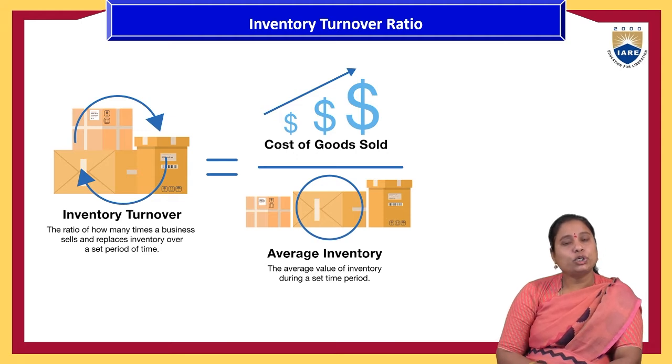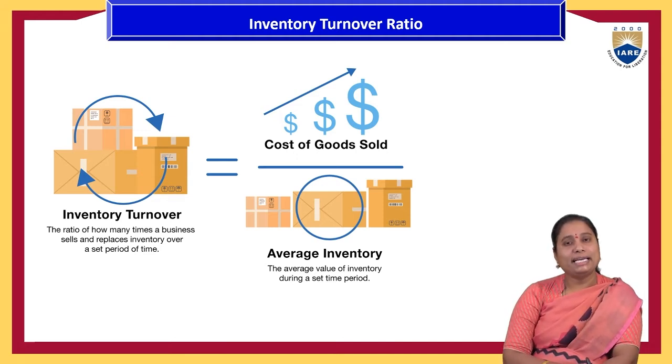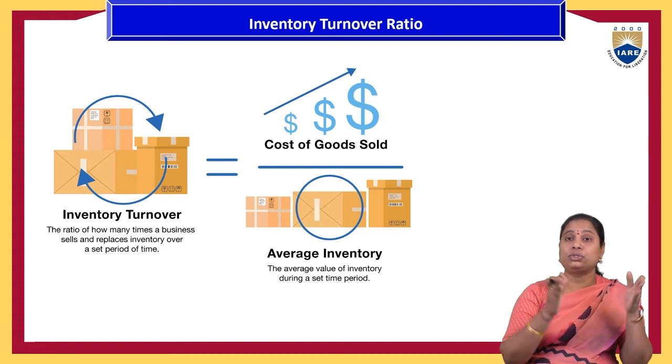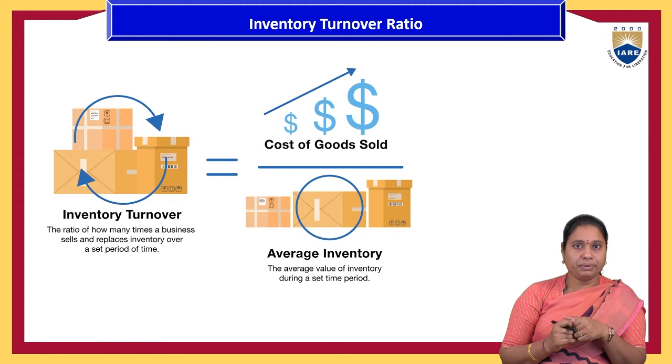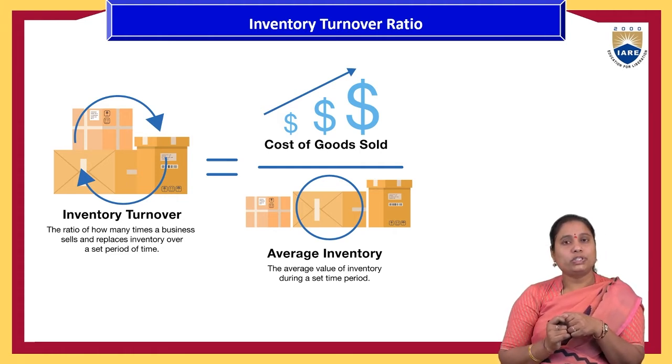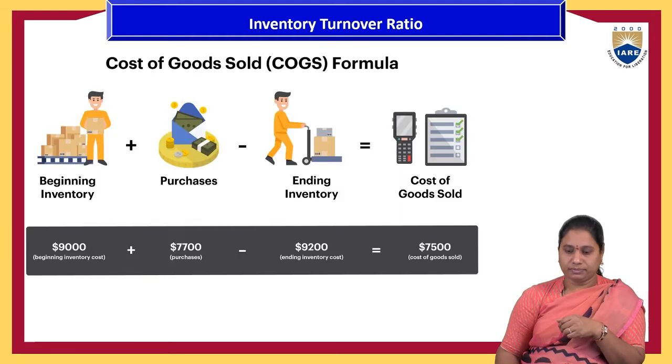Mainly, the inventory turnover ratio is calculated with the formula of cost of goods sold divided by average inventory. That is, on average, how much of the goods purchased during a particular financial period is evaluated with the help of this inventory turnover ratio.